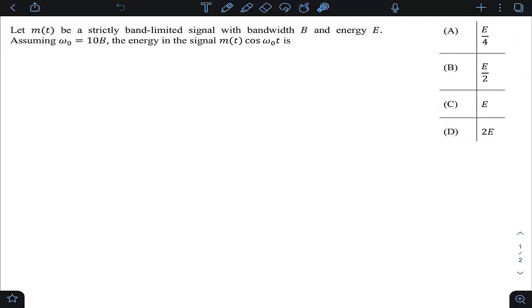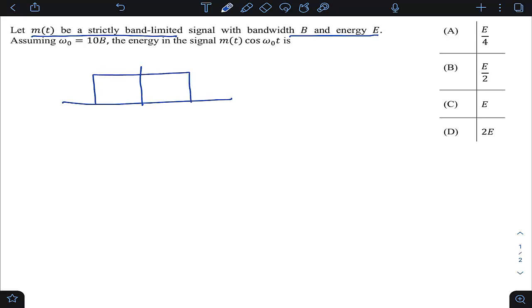So what is the data given? m(t) is a strictly band limited signal with bandwidth B and energy E. Graphically, how does it look? In the time domain the data is m(t). In the frequency domain, m(t) has Fourier transform, let's say M(omega). Just for simplicity, I'm taking a rectangular pulse. There is no other reason behind this. So this is your M(omega).